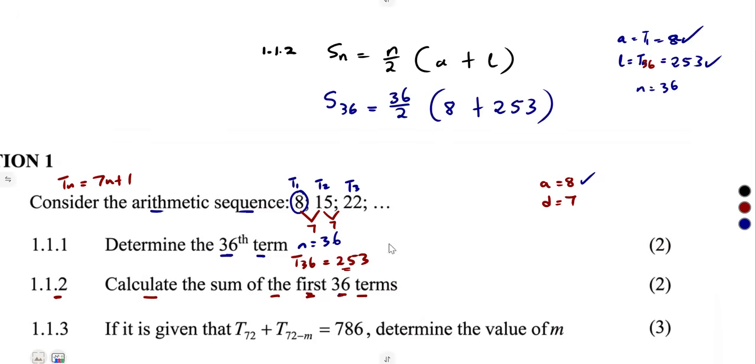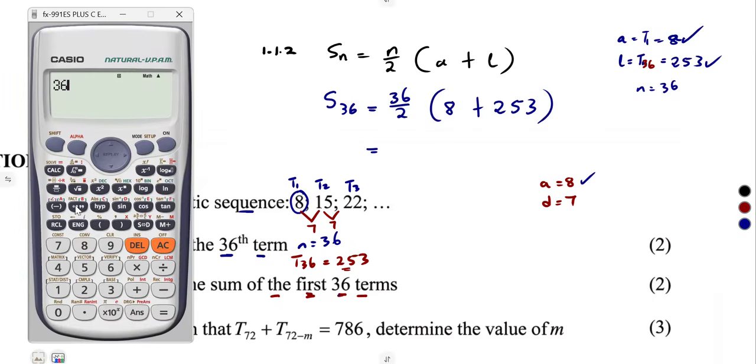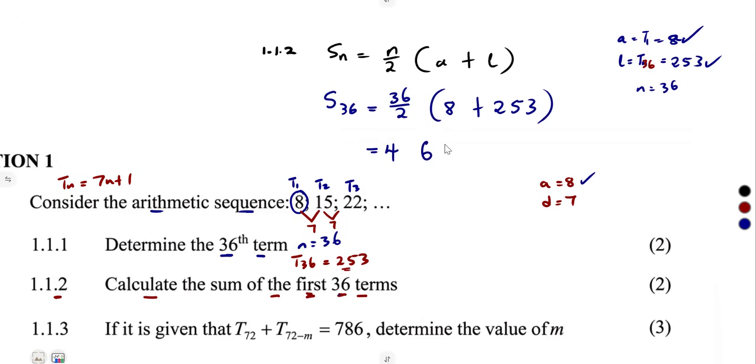253, representing T36. Just like that. So with this one, you are simply going to determine the sum, 36 over 2, then open bracket, we're going to have 8 plus 253. So this is what you're going to have, 4,698. So that's 4,698 as the sum of the first 36 terms.